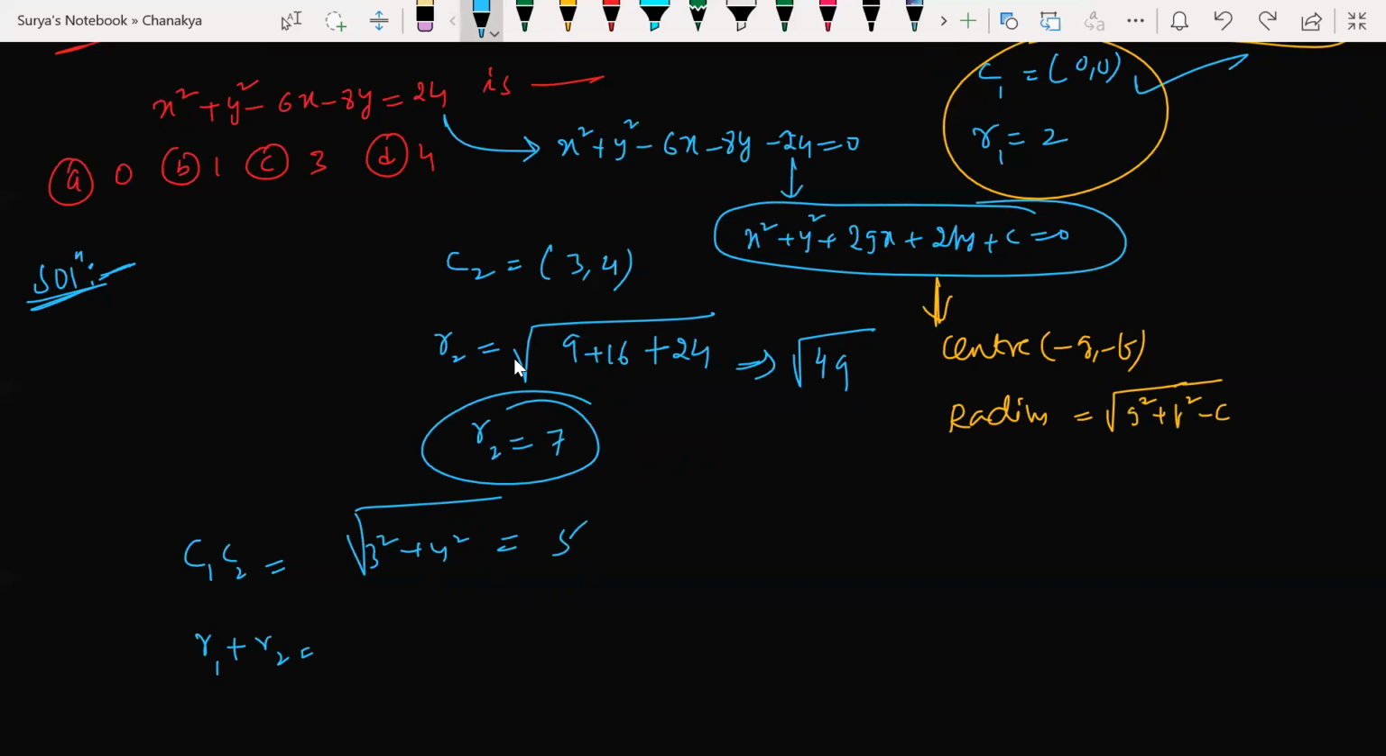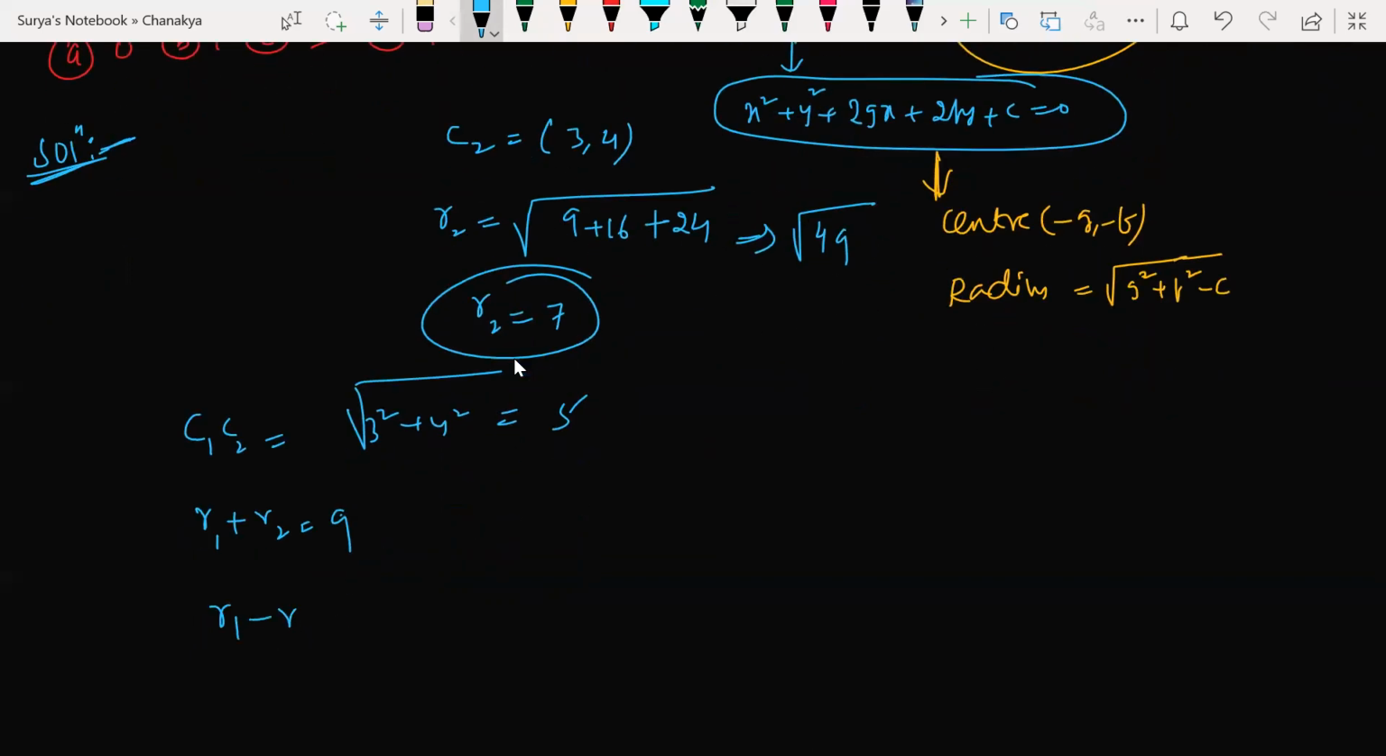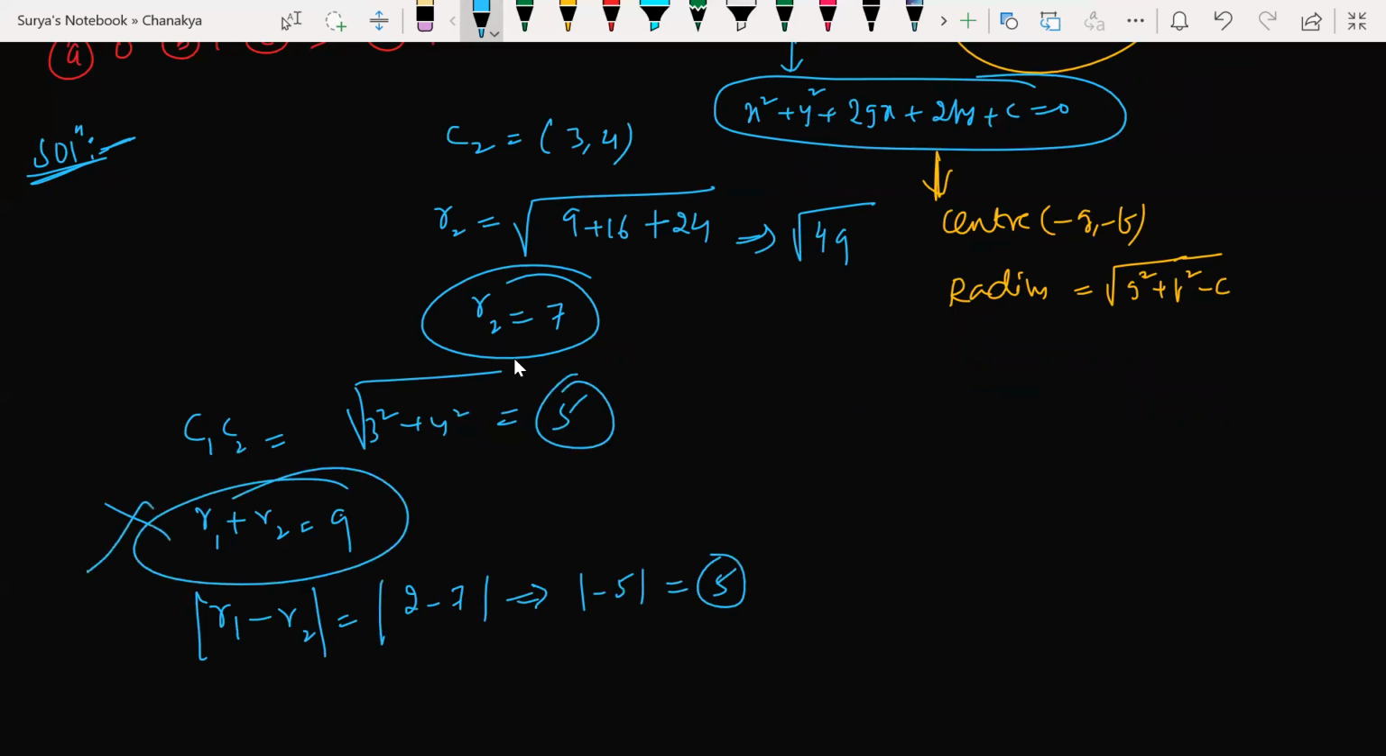And just relate it. Okay, R1 plus R2, can we find out R1 plus R2? R1 plus R2 is of course how much? Where is R1? Yes, 9. 7 plus 2, 9. R1 minus R2 is what? Modulus of R1 minus R2. R1 is 2, R2 is 7. Modulus of 5, which gives me 5. So this is not required now. Why? Because I'm getting equal there.